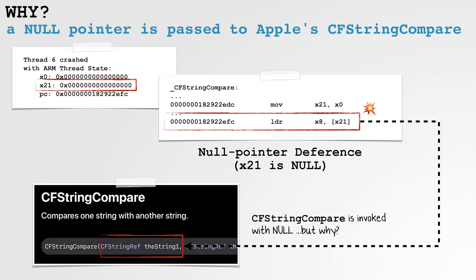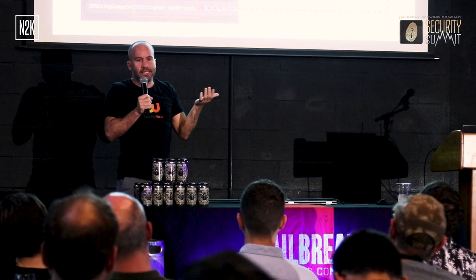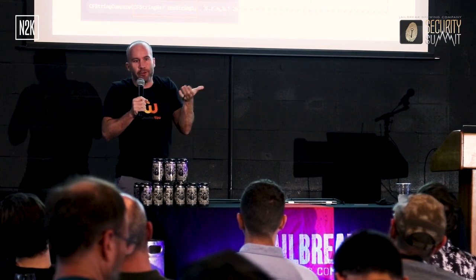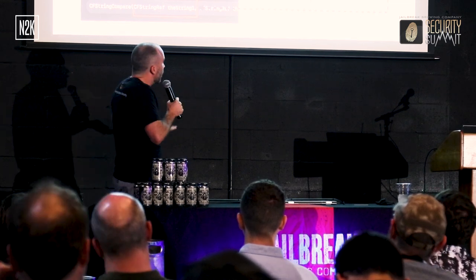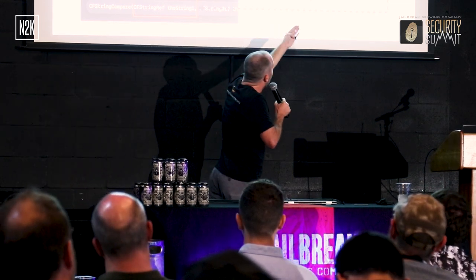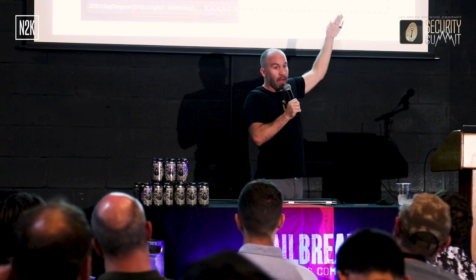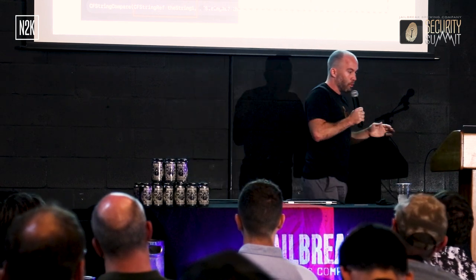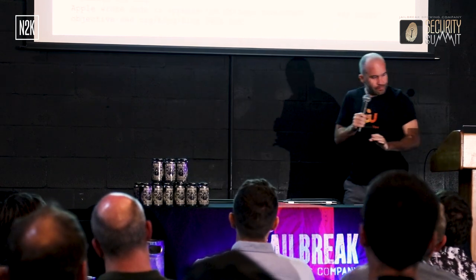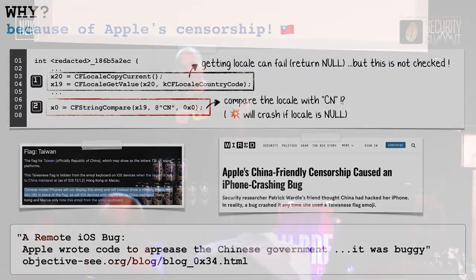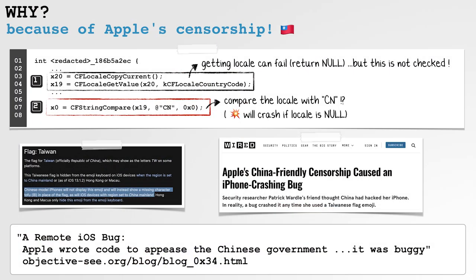We also can see that the faulting instruction is within Apple's CFStringCompare. It's not a bug in CFStringCompare, but if you do a string compare and you pass in a null pointer, it's going to crash. So the question then is, why is the string compare API being invoked with a null pointer? And this is where things get interesting. And the answer is because of Apple's acquiescing to the Chinese government to try to hide or block the Taiwanese flag. Insane, right? So here is the iOS code.